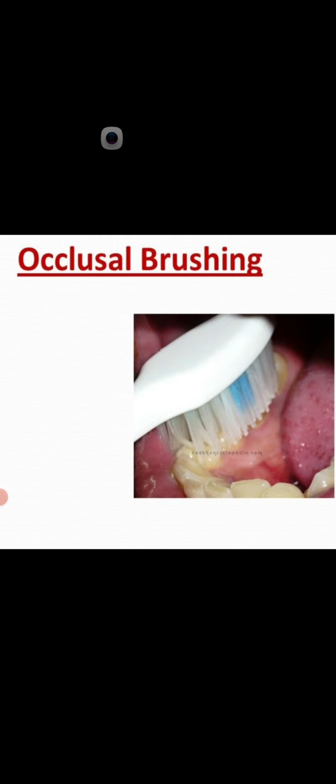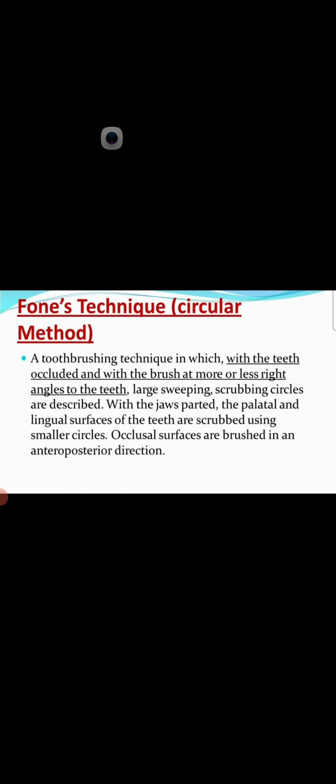Very important method is the Fones technique or circular method. This is the method which is used in child patients. In Fones technique or circular method, with the teeth occluded, the child will occlude the teeth and with the brush at more or less right angle to the teeth. The brush will be at 90 degrees to the teeth.